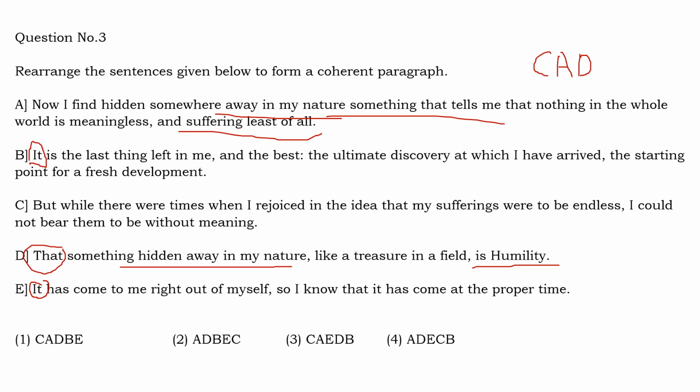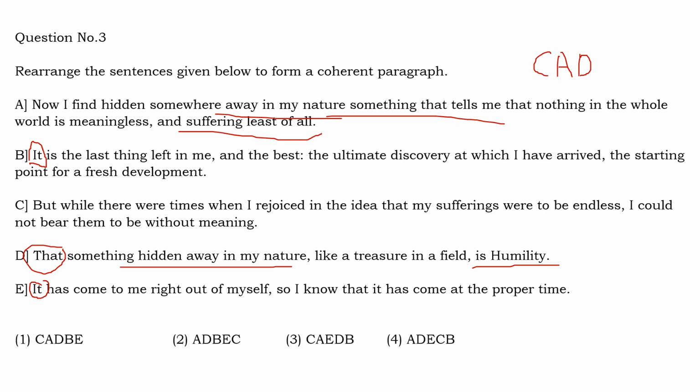But let us assume that there are two options where you have this sequence. Then how to find the next one, CAD? Then what could be it: "It is the last thing left in me and the best, the ultimate discovery at which I have as a starting point for a fresh development." So what is he talking about? It is the last thing, which means humility.